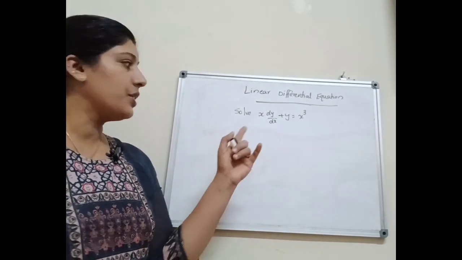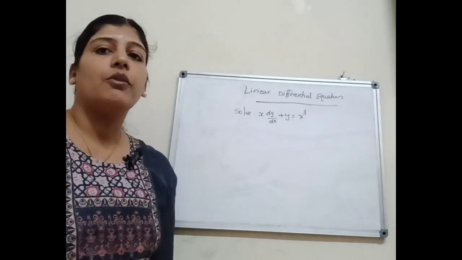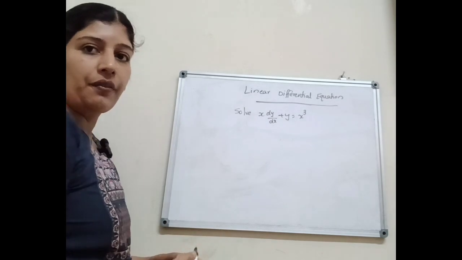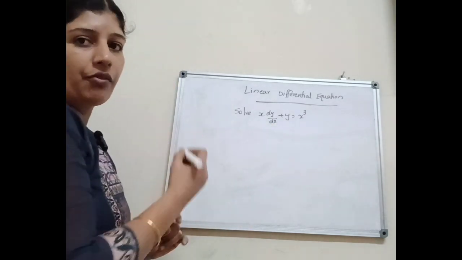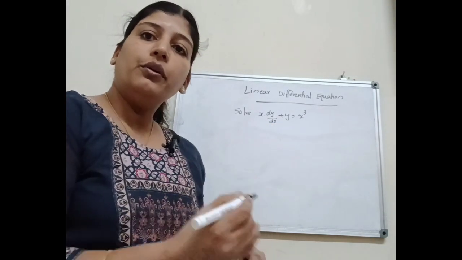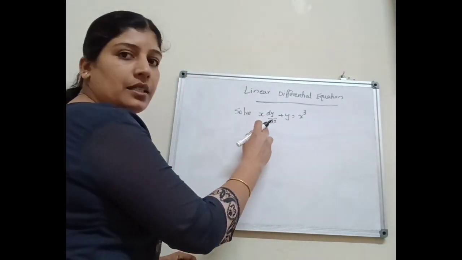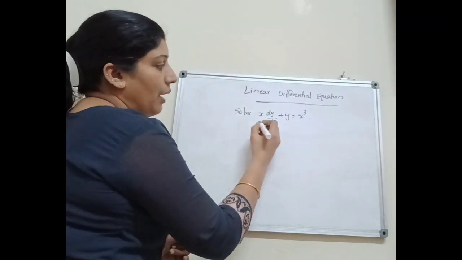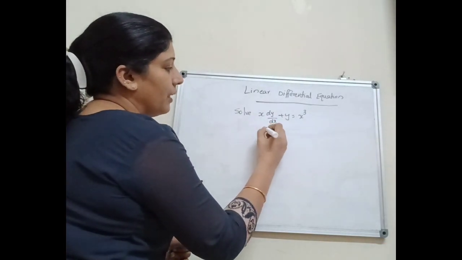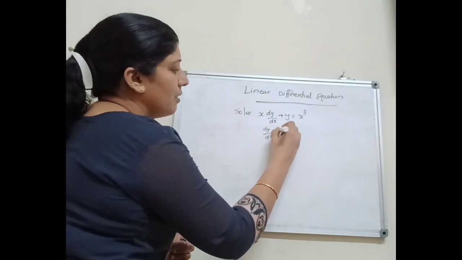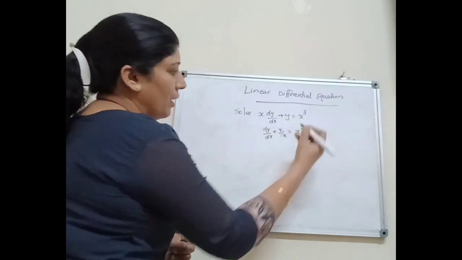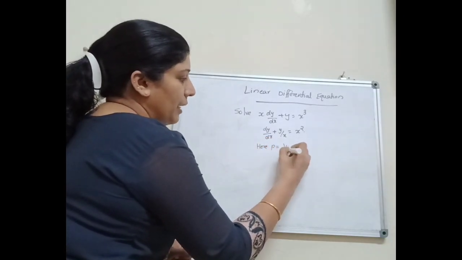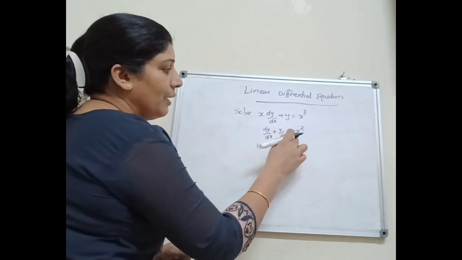Next, consider the question. Solve x into dy by dx plus y equal to x cube. First, we have to change this equation into the linear differential equation form dy by dx plus py equal to q. The given question is x dy by dx plus y equal to x cube. Now we have to divide throughout by x. That is, dy by dx plus y by x equal to x square. Here, p equal to 1 by x.